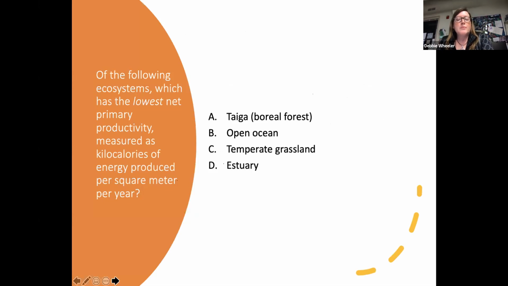Here's another polling question for you. Of the following ecosystems, which has the lowest net primary productivity measured as kilocalories of energy produced per square meter per year? So this is asking you to go over a little bit of what you know about biomes, and which do you think has the lowest primary productivity, and make sure you pay attention to the units: measured as kilocalories of energy produced per square meter per year.